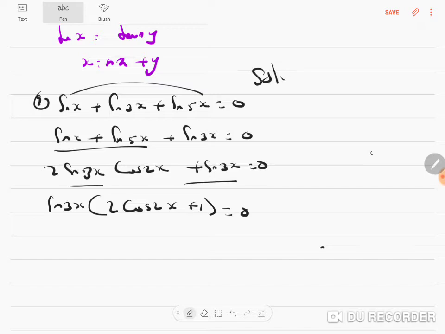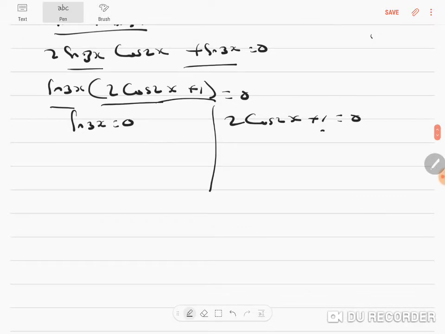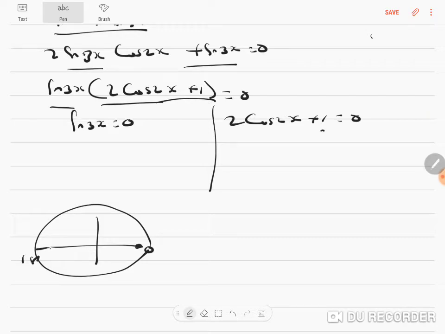These are all solved sums where it's given that it is 0. So you can write that either this has to be 0, in multiplication of two terms, or 2 cos 2x plus 1 has to be 0. So when will sin be 0? You know, sin will be 0 at 0 degree, 180 degree, 360 degree, that's 0 radian, pi radian, 2 pi radian, 3 pi radian, 4 pi radian. The general formula, the angle inside has to be n pi, thus 3x is equal to n pi, x is equal to n pi by 3.